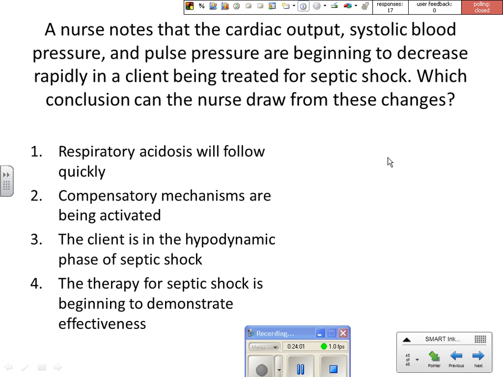And finally, the nurse notes that the cardiac output, systolic blood pressure, and pulse pressure are beginning to decrease rapidly in the client being treated for septic shock. Which conclusion can the nurse draw from these changes? Respiratory acidosis will follow quickly. Compensatory mechanisms are being activated. The client is in the hypodynamic phase of septic shock. The therapy for septic shock is beginning to demonstrate effectiveness.